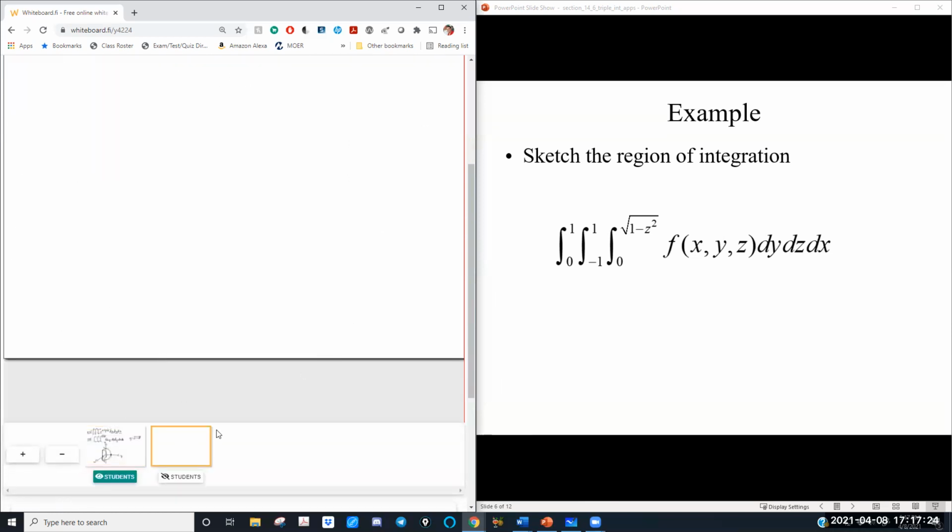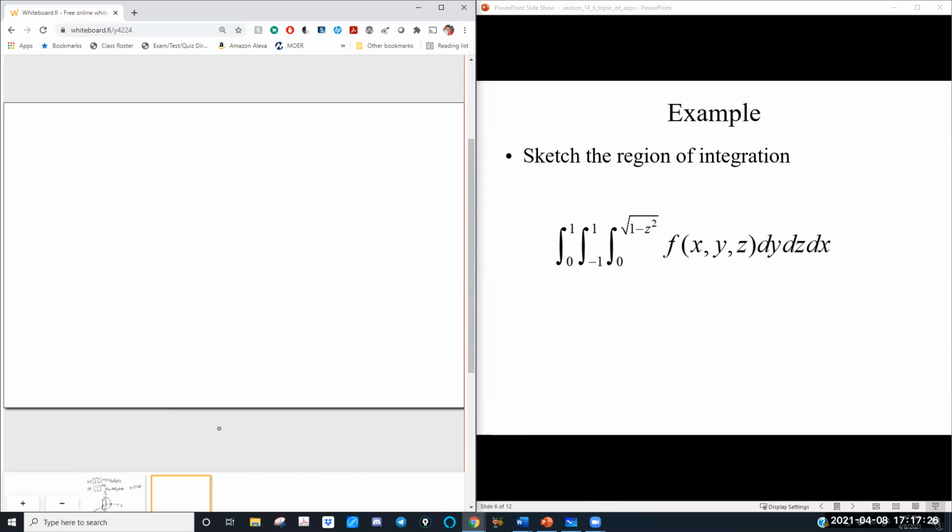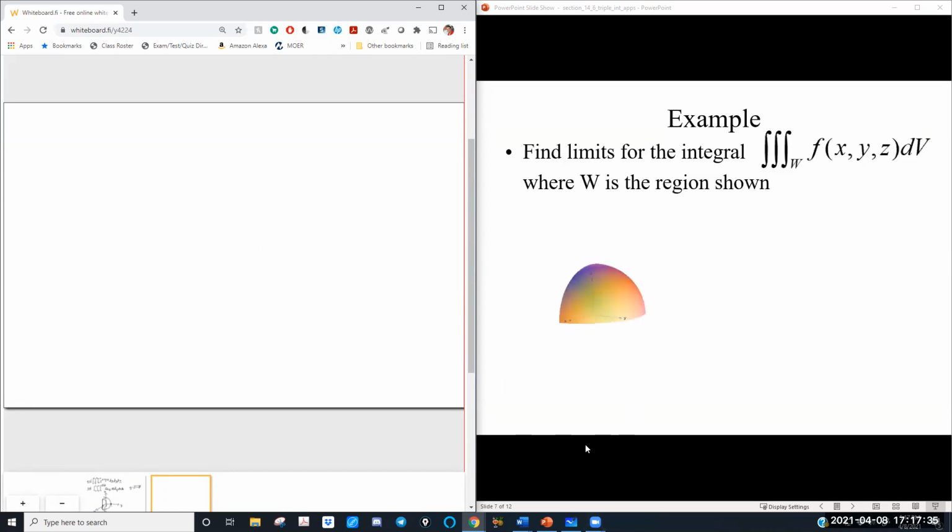Let's go on to another example. Now let's go the other direction. Let's take a region and turn it into limits. All right, so we're asked to find limits for this integral. It's another example, so we're going to have a triple integral.